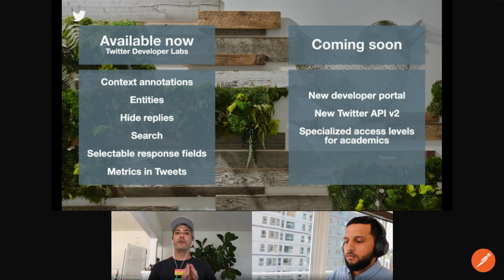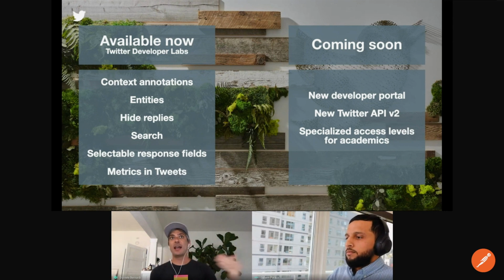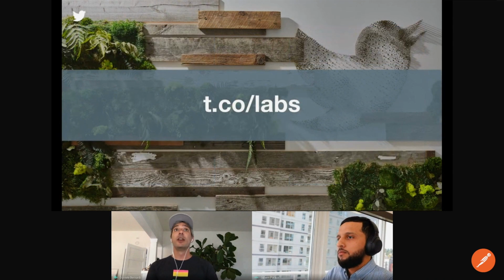We're going to launch the V2 of the Twitter API containing pretty much all of these things in a productionized version, and also specialized access levels for academics. We're starting here, and then you'll see how the vision and our roadmap will expand to have even more of this. But V2 is coming pretty soon. But for now, if you're interested, you can test drive it at t.co/labs.